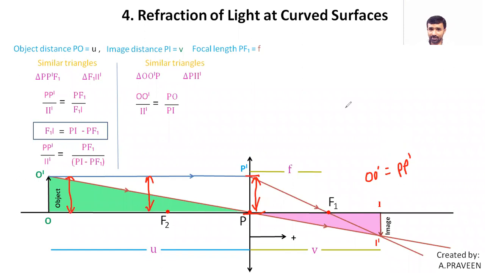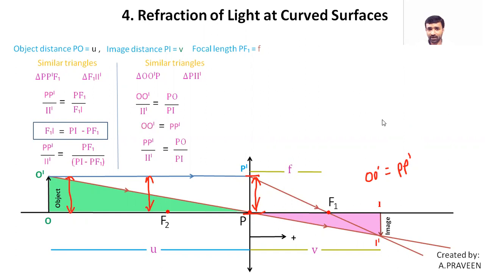So here I am replacing that O dash by PP dash, right? So here O dash equal to PP dash, then substitute in the above relation what you got. So O dash written as PP dash by I dash equal to PO by PI. So pole to the object, pole to the image, that we know. So no need to change anything, right?